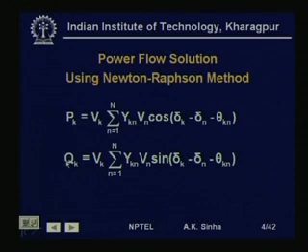Similarly, the reactive power injection at bus k is given by the relationship Q_k is equal to V_k summation n equal to 1 to capital N |y_kn| V_n sin(delta_k minus delta_n minus theta_kn).